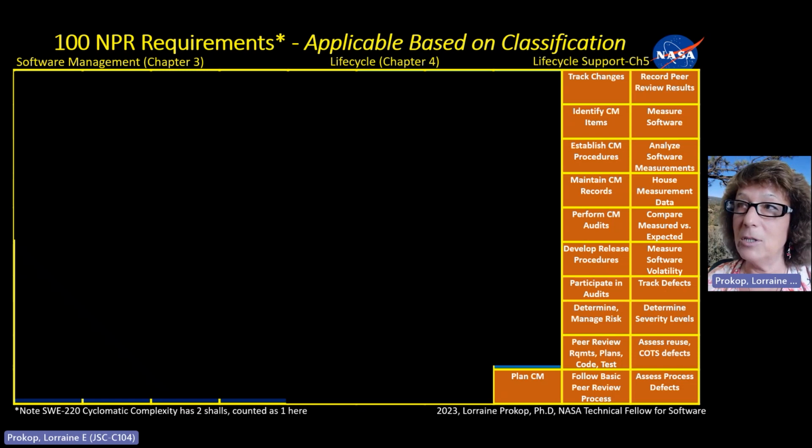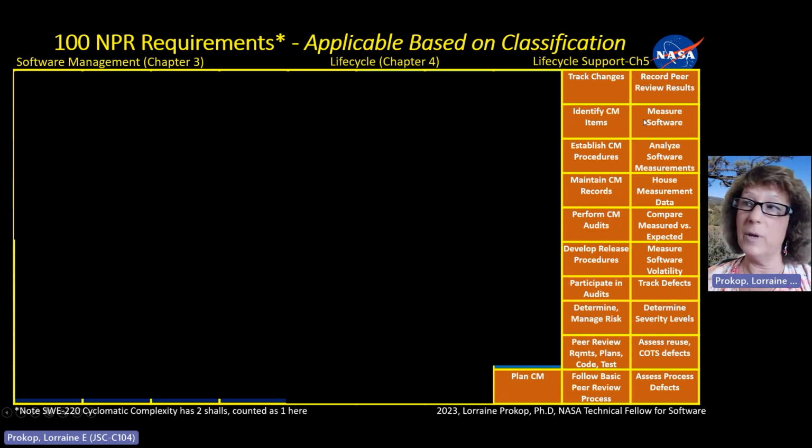Plan configuration management, track changes, identify all the items to be configuration managed, establish CM procedures, maintain records, perform CM audits, develop release procedures, participate in audits, and manage risk: determine risk, and manage risk. Then there's a requirement to peer review throughout the life cycle: the requirements, the plans, the code, the tests. Follow a basic peer review process and record the results of peer review.